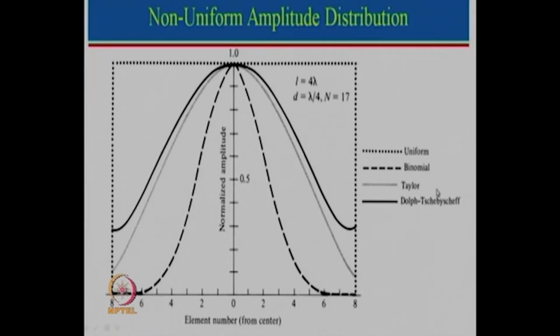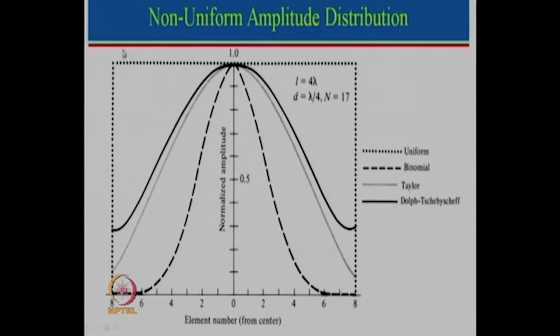A binomial distribution, which we had just seen in the previous one, if we take that binomial distribution, that distribution will look like this here. Now, you can see that for the last 3 elements, 8, 7, 6 on this side and 8, 7, 6 on the other, the power fed to these elements is almost close to 0. So, it effectively works more like a 13 element array instead of 17 element, and that is why the directivity of binomial distribution is very poor.